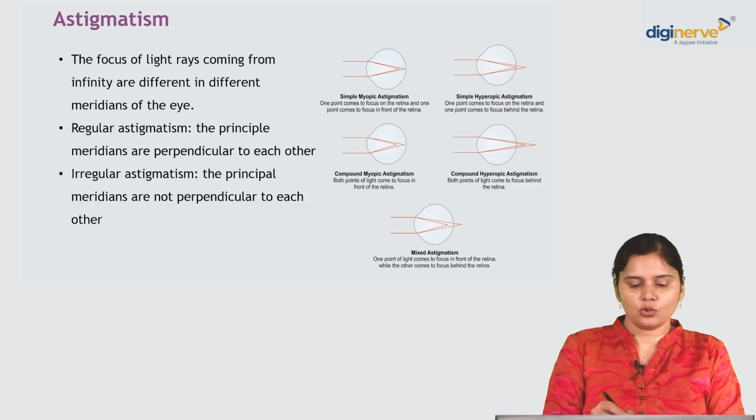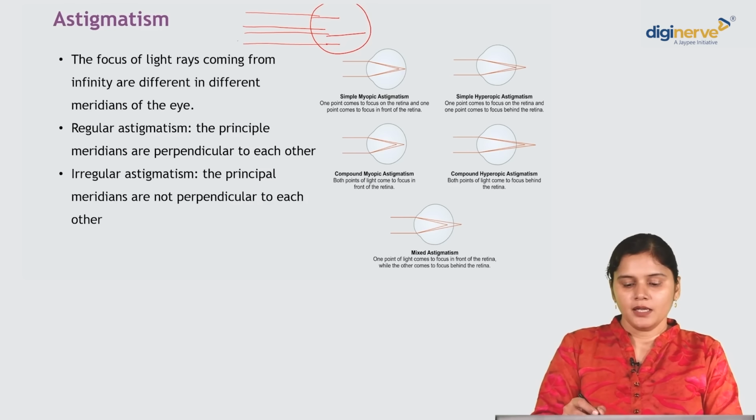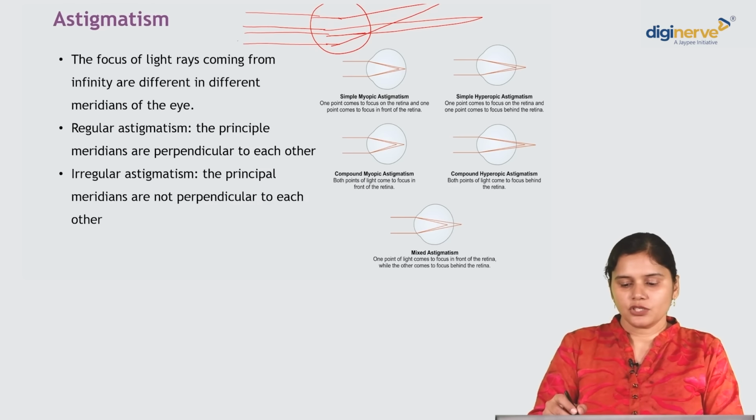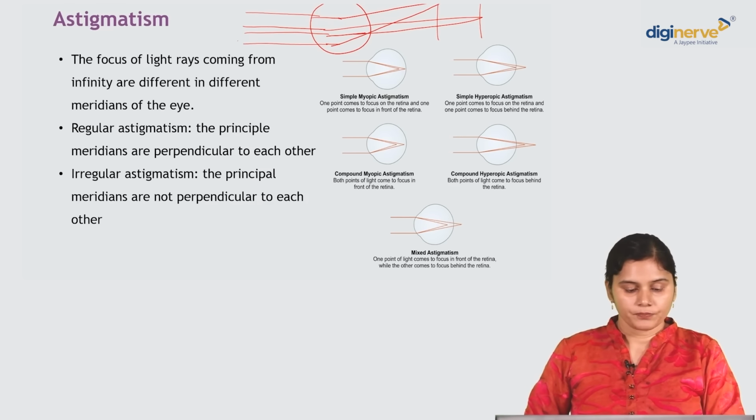So the rays don't just come from the top and the lower part of the cornea, but they also come from the sides of the cornea. The cornea is a round structure. The rays are going from the side also, and the rays are going from the bottom also. So when the focus of the rays is different at different positions of the eye, it is called astigmatism, when different meridians of the cornea focus the rays differently.